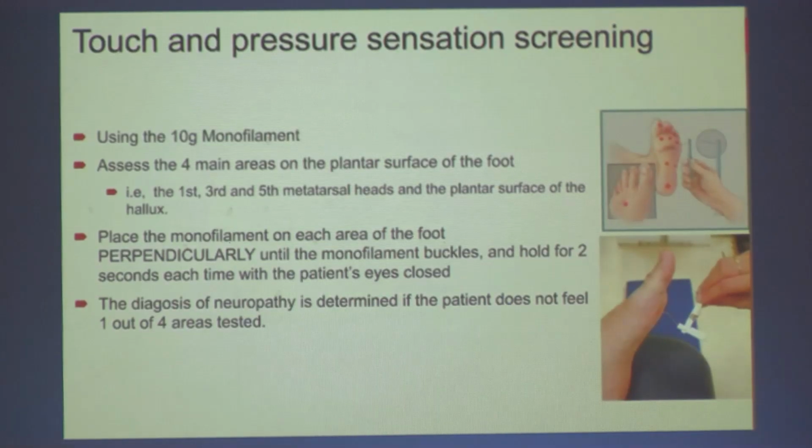The tip of the hallux. Impairment of sensation at one point indicates sensory impairment. This test is known as the if switch test.